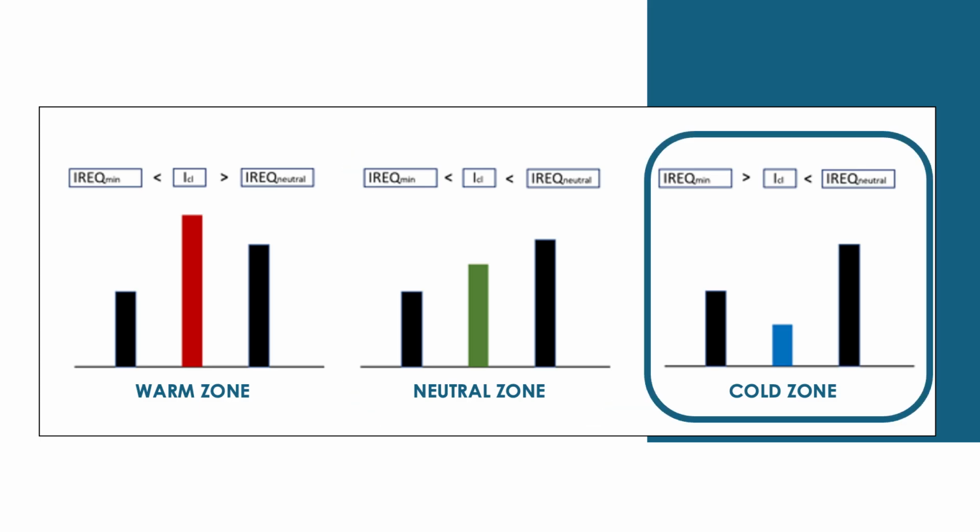In the cold zone, the insulation worn is even lower than IREC minimum, and this means that we are in the cooling zone. In this case, your body will continuously lose more heat than it produces, leading to a risk of hypothermia if not addressed. But how do we evaluate the level of insulation?